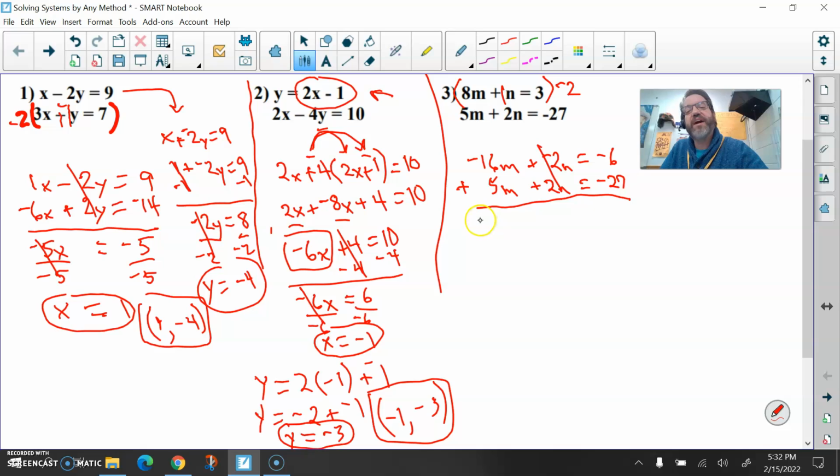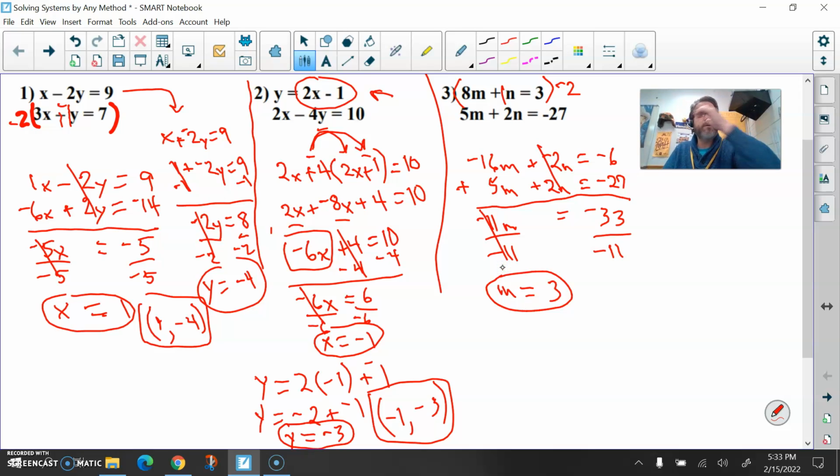Negative 16 plus 5 is negative 11m. And what does it equal? Negative 6 plus negative 27. We have to be so careful with our negative numbers. That's negative 33. Now I can divide by negative 11 here, divide by negative 11 here. Zing. M equals negative divided by negative will be positive, and in this case, it's positive 3. 11 times 3 is 33.